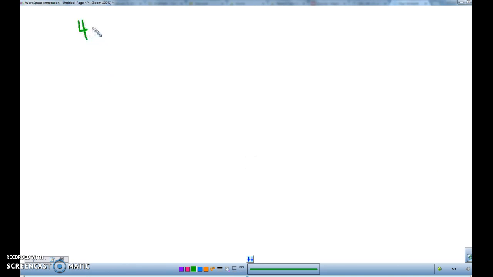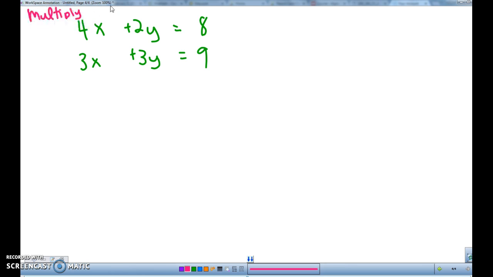We're going to have 4x plus 2y equals 8, and 3x plus 3y equals 9. Now, right off the bat, I am looking at these, and I am not seeing anything that is ridiculously obvious to cancel. And I'm also seeing if I multiply the first one by something, nothing's going to cancel. If I multiply the second one by something, nothing's going to cancel. So this is a case where I need to multiply both.